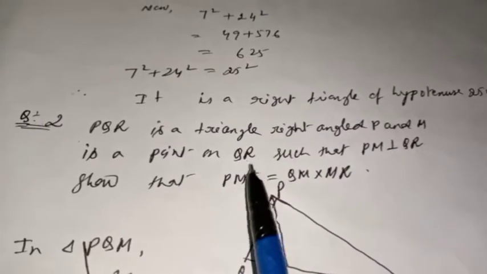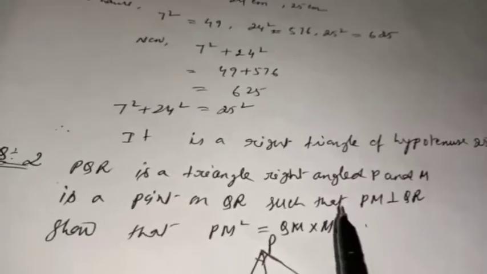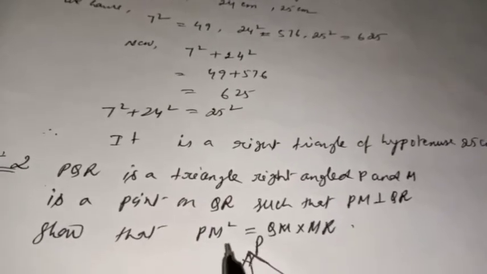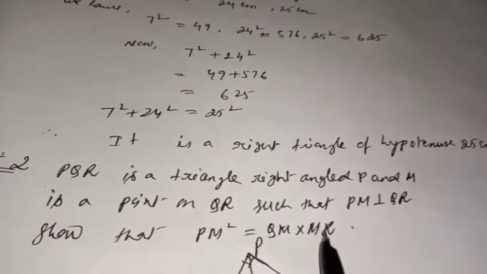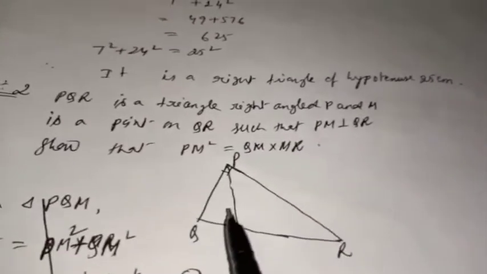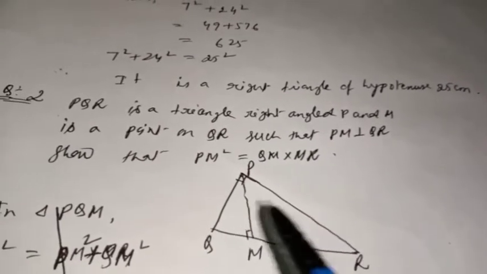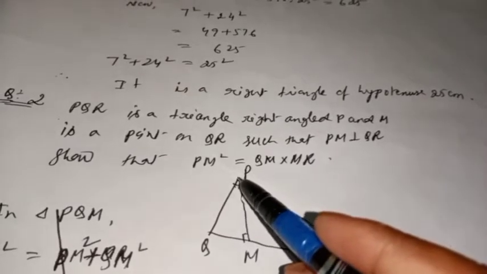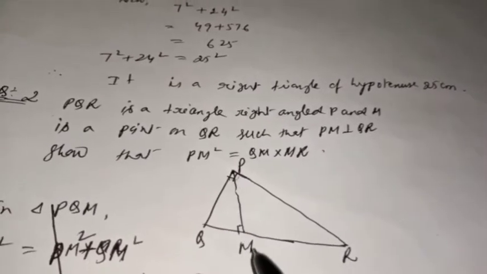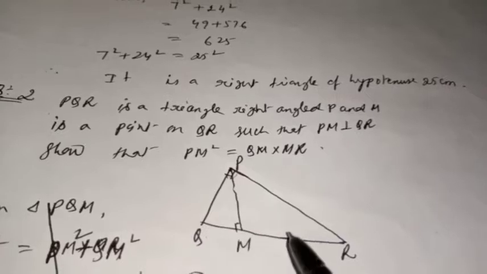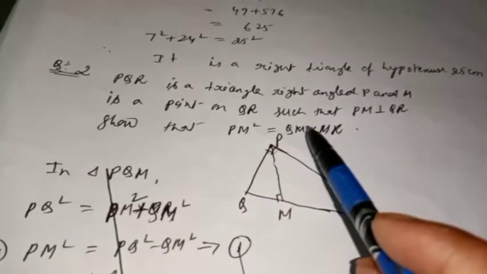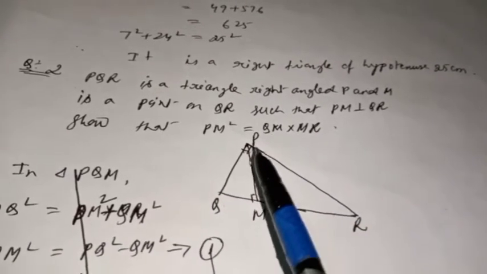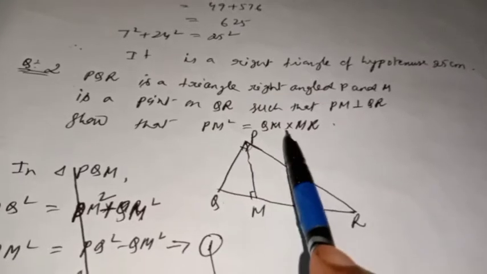M is a point on QR, such that PM is perpendicular to QR, so that PM square is equal to QM into MR. See the figure? PQR is a triangle, right angle at P. And also there is a perpendicular from the point P to the opposite side QR, means PM perpendicular to QR. Now you have to prove this one.